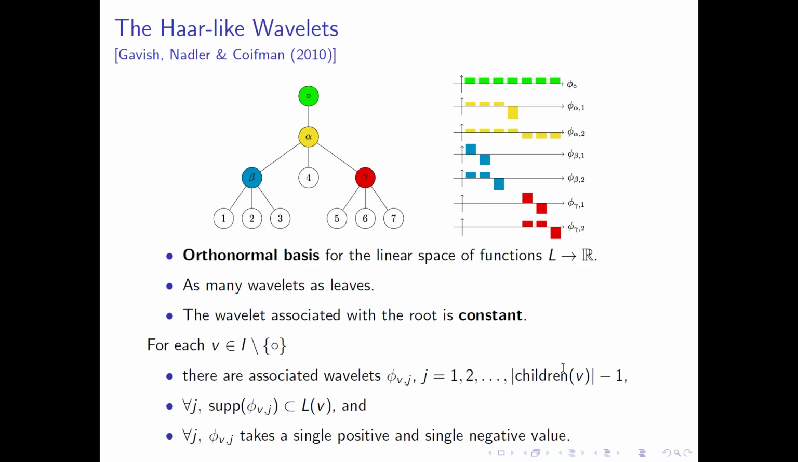So we have the mother wavelet, which is associated with the phantom root of the tree, and that is just constant across the leaves. And then for each of the interior nodes, we have one fewer wavelets associated to it than the number of children. So for us, k-1 for each interior node. And for each wavelet for that node, the support is contained in the leaves which descend from it, and it's defined to be positive or negative on certain subtrees below that node.